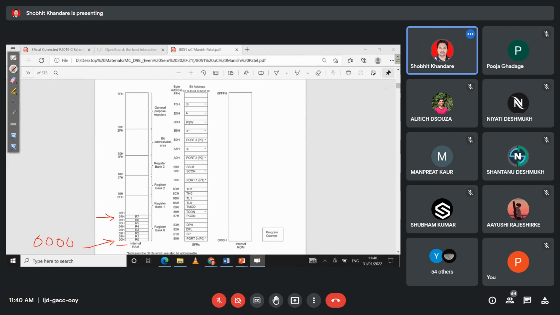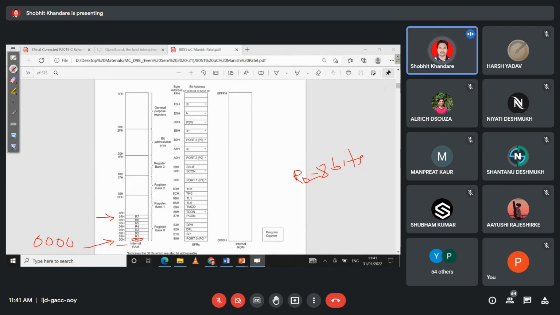So 00H contains the R0 register. Now tell me the size of the R0 register. I also told you this in the previous lecture. What is the size of R0, register 0? Yes, 8 bits. So R0 is 8 bits. Similarly, R1 is 8 bits, R2 8 bits, R3 8 bits.